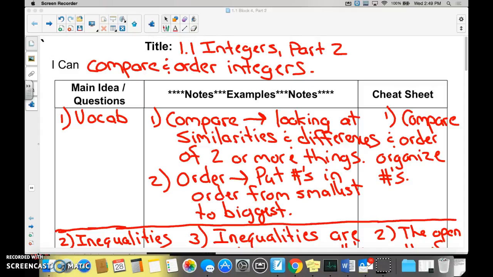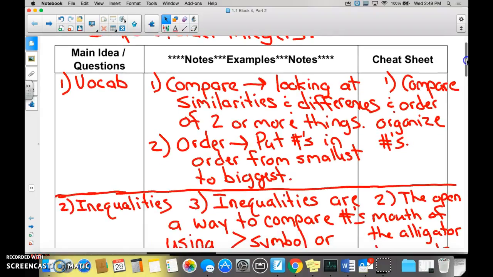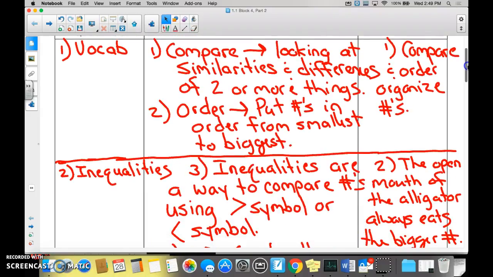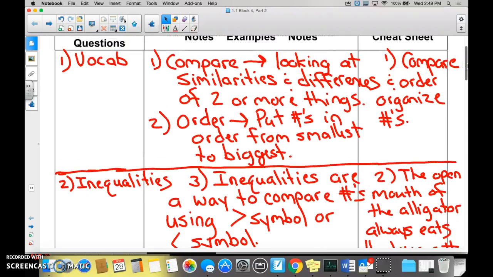Compare and order integers. I can compare and order integers. So in other words, I can put them in order, and I can compare bigger or smaller. So part 1, vocab. To compare means to look for similarities or differences. Mathematically speaking, or for the purpose of this lesson, we're looking to see which numbers are bigger and which numbers are smaller.